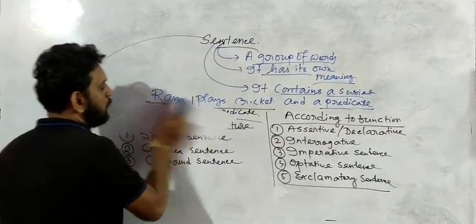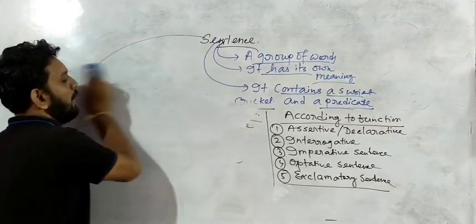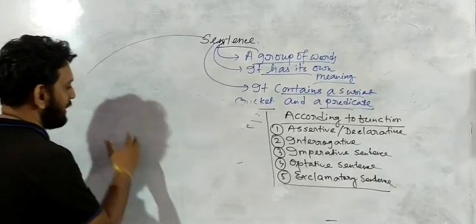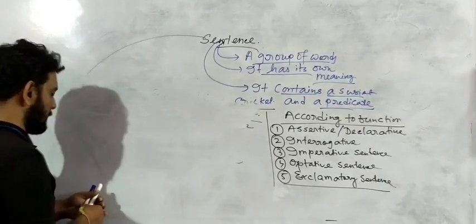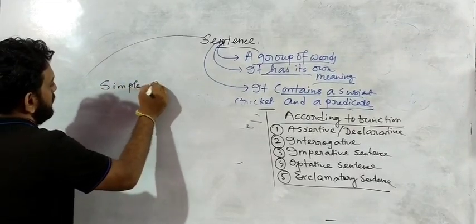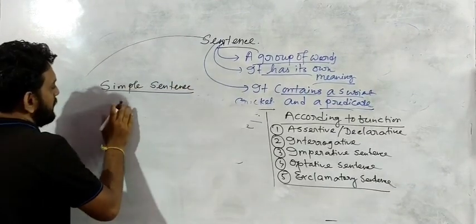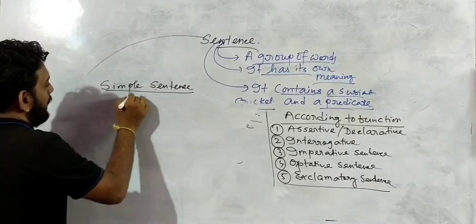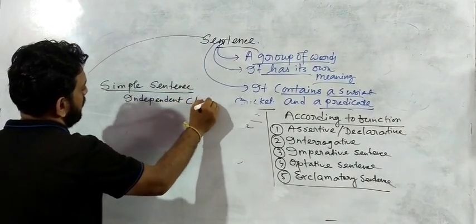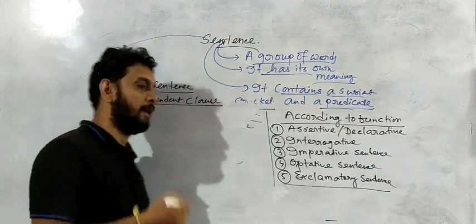Now write down, all of you along with me, about the simple sentence. What I said, according to structure the sentence has been divided into three: simple, complex and compound. Now what is a simple sentence? A simple sentence always contains an independent clause.